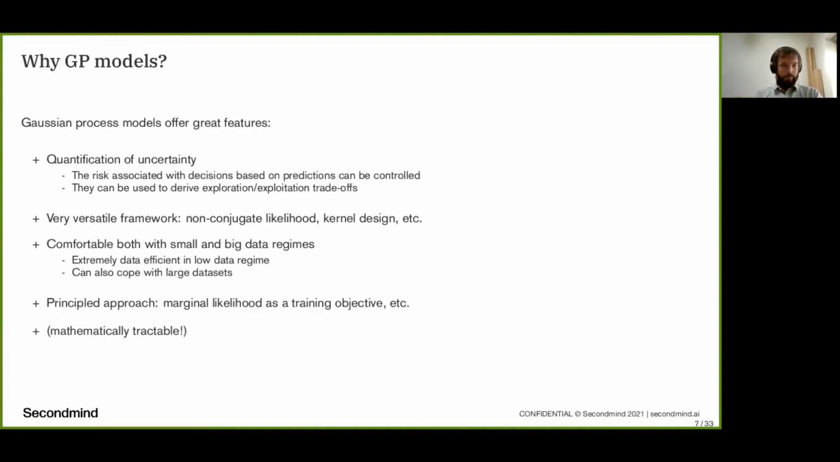And finally, the fact that it's a principled approach: we know we can train the marginal likelihood as a training objective, or we can integrate over the kernel parameters doing an MCMC, but we don't really have overfitting problems or all these kinds of things with Gaussian process models. And maybe I'll finish the list with a bit of a dirty secret, which is we also like them a lot because they are mathematically tractable. If they were not mathematically tractable, I guess we would find another way to answer the questions I listed previously.